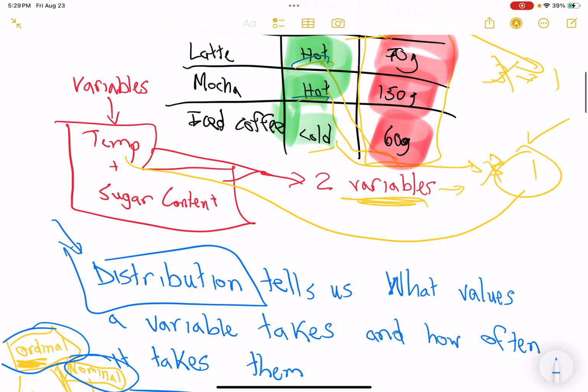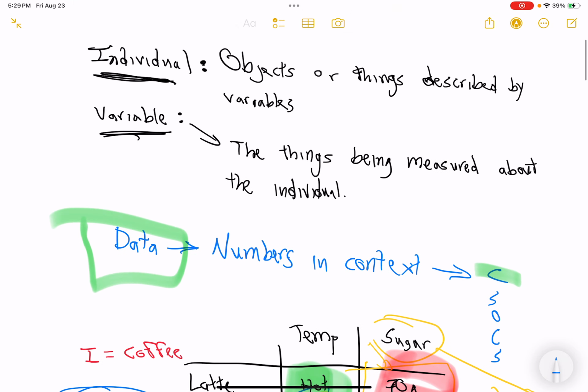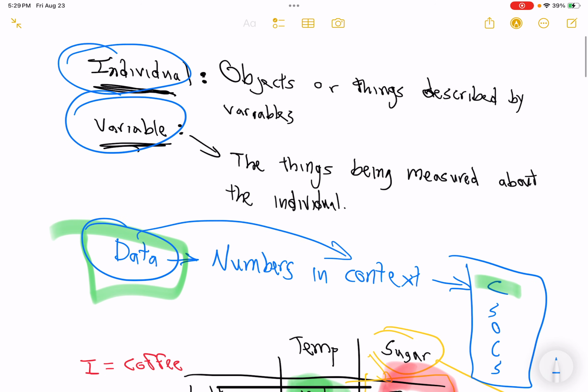Okay, and then we went over distributions. We went over what variables truly are. We understood that data are numbers in context, and that's the context part of CSOCs that you should feel comfortable with. And we went over what individuals versus variables are in general.